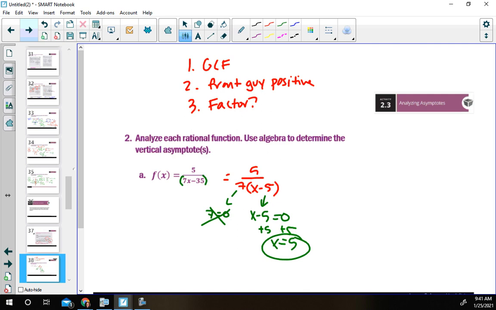Okay, if I were to graph this, you just have to remember, put this in parentheses. So go ahead and graph it and double check. Do your 5 divided by parentheses 7x minus 35. You should see that asymptote at 5, x equals 5, that up and down line.